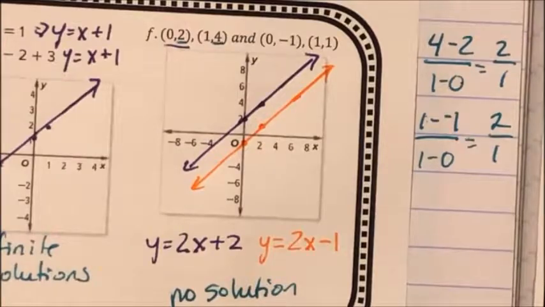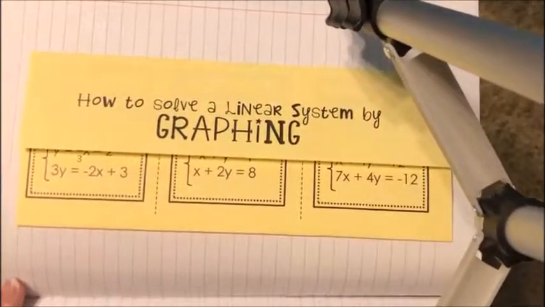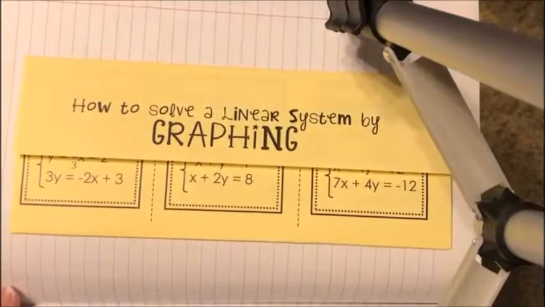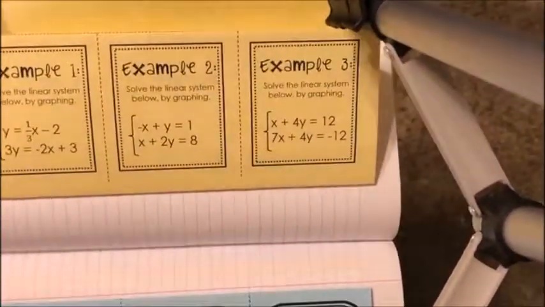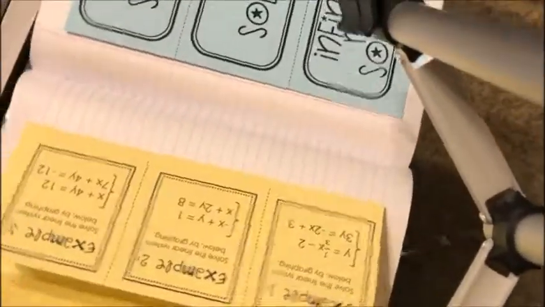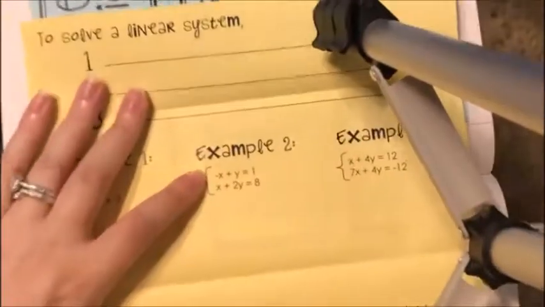Okay, and on the next page are a couple of foldables that we have. So the first foldable I want to talk about is the yellow one. It says how to solve a linear system by graphing. Okay, so it gives you 3 examples. Okay, it also talks about some steps that you can use.